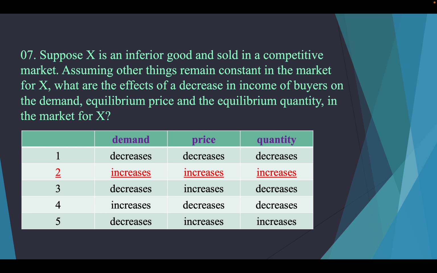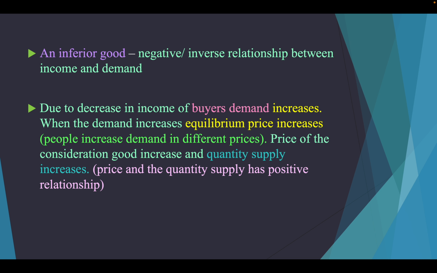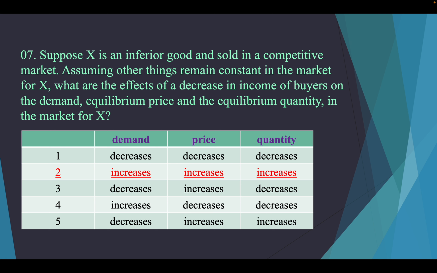First of all, you should identify what an inferior good is. Inferior good, you know, is under which elasticity? Income elasticity. So for an inferior good, under the income elasticity, there is a negative relationship between income and demand. When the income increases, the demand decreases, and when the income decreases, the demand increases, like that negative relationship it has.